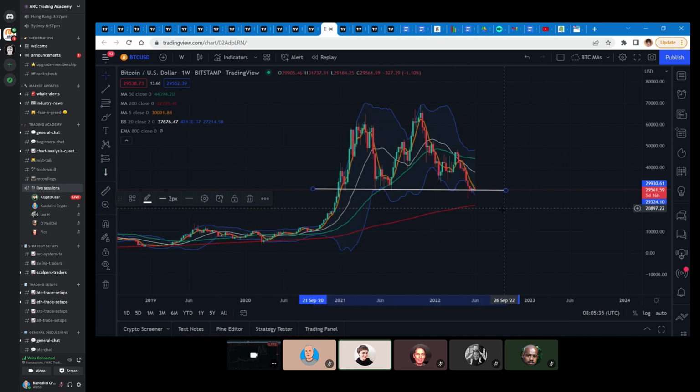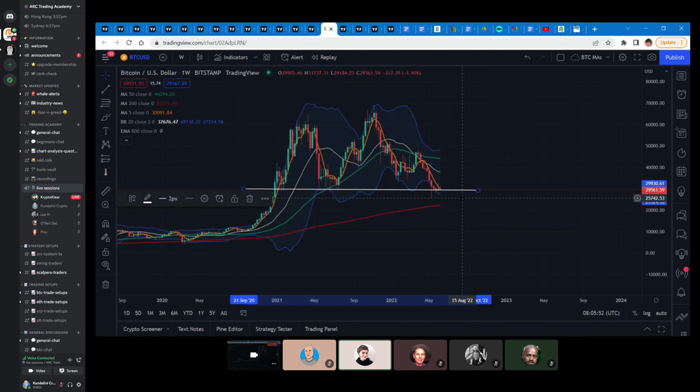I see it as a, but again, this is a longer term scenario. It is relevant to what's happening now because we are at a crucial level of support and resistance. But in the long term, I see Bitcoin coming down to here, which is the 22K level.